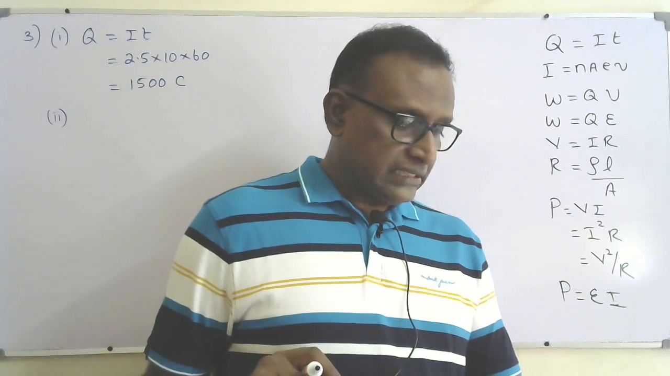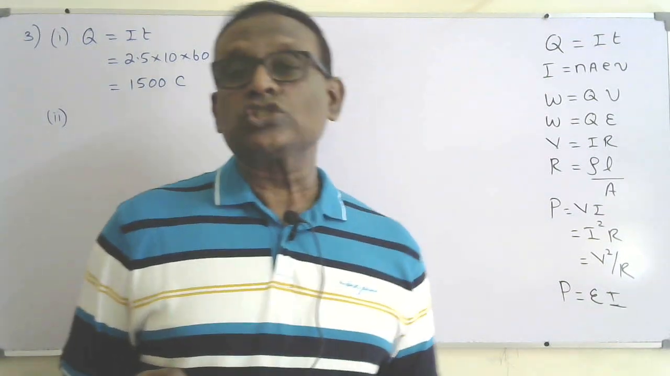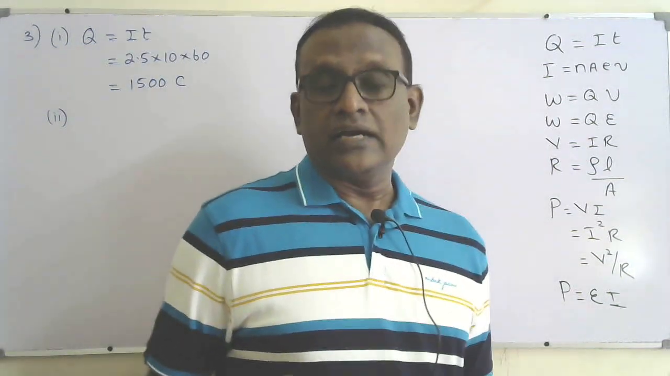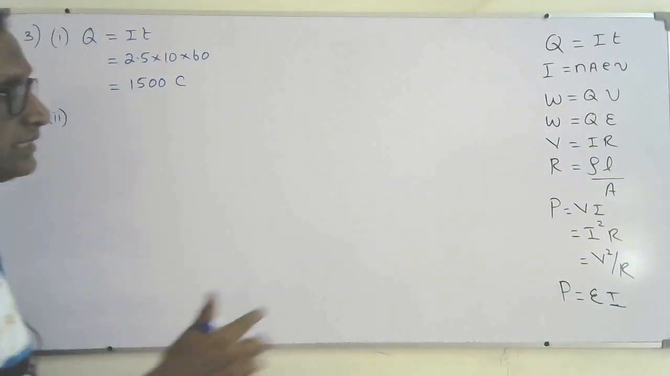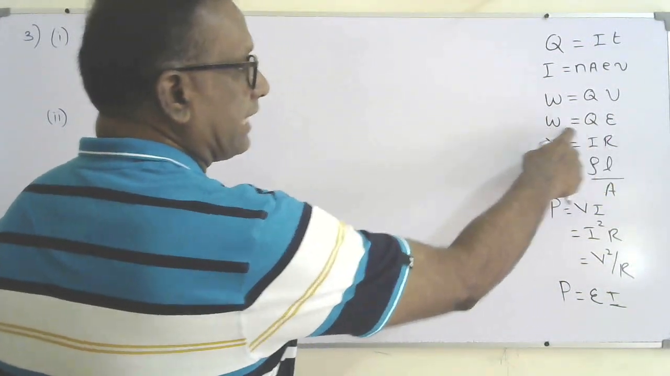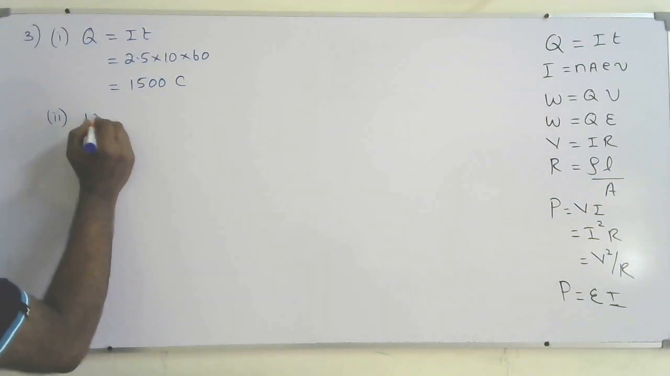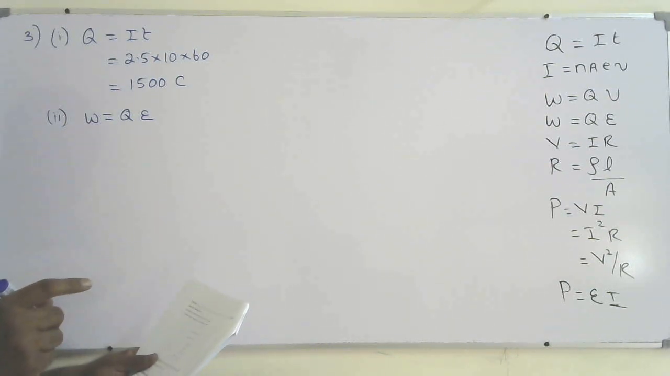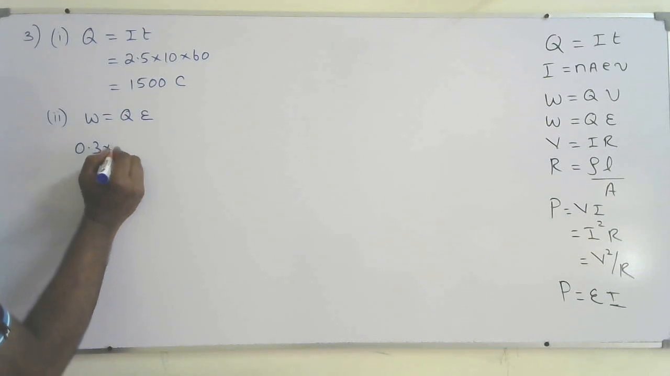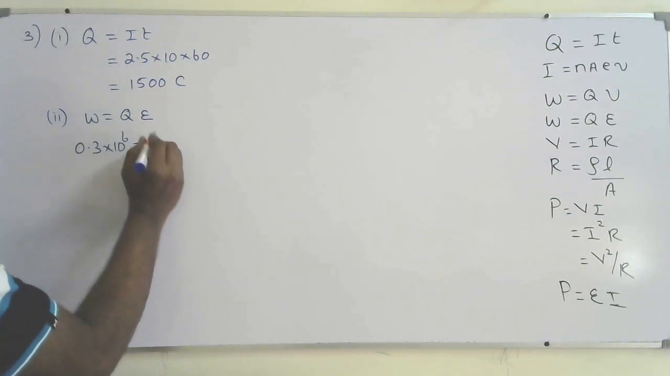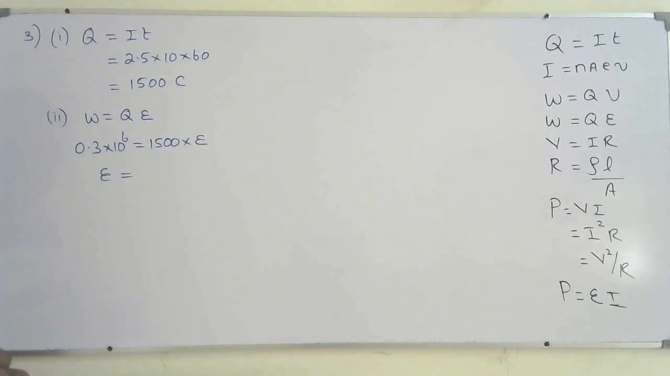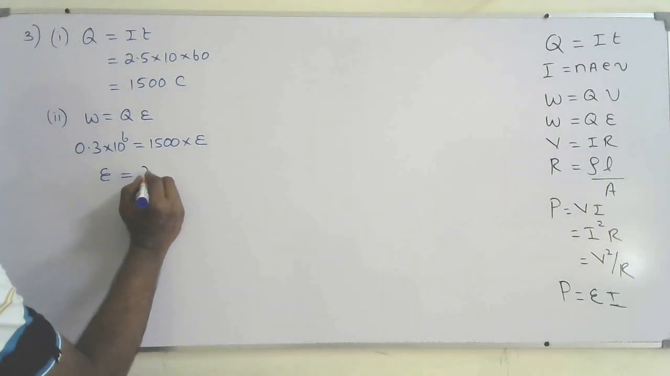Second part, calculate the electromotive force of the generator, EMF, that is electromotive force of the electrical generator. So I can use this equation, W equal Q times EMF. So for electrical generator, that's the work done, means that's the total energy transferred through it. So W is given, that's the total energy 0.3 into 10 to the power 6. The amount of charge flown through it is 1500 into EMF. Find the electromotive force across the generator. Okay, so that will be 200 volt.